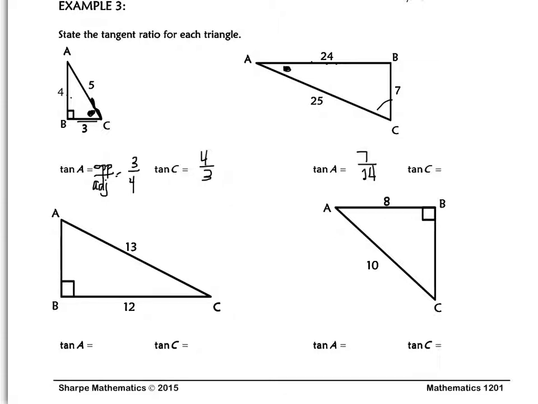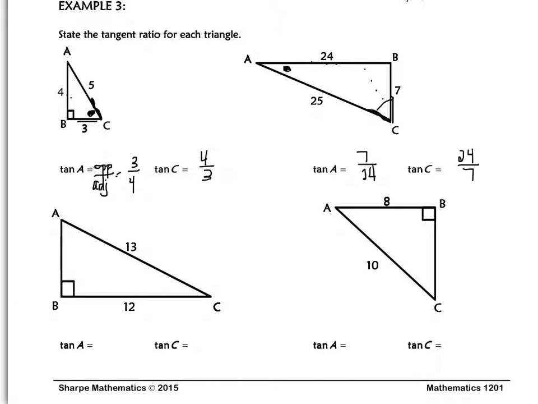So opposite angle C would be 24. And adjacent to angle C would be one of the sides that makes up angle C. These two sides make up angle C. And the one that isn't the hypotenuse is the one with a measure of 7. So the tan of angle C would be 24 over 7.